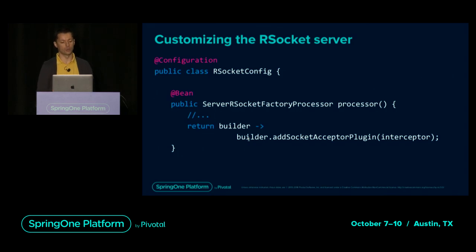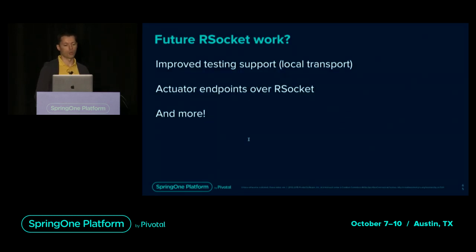In that case, we can use a factory processor. Just before connecting, you can tweak the connection phase or do something with what's happening with the actual RSocket connection and the protocol itself. What future work? We will probably do things like improve testing support in Spring Boot. So instead of starting an actual server, we could use a local in-JVM server. We could have actuator support and so on, many ideas, but we're just getting started. I'll let Rob explain about security right now.